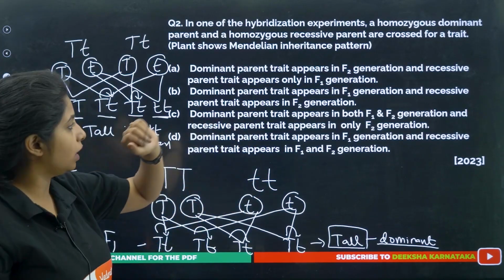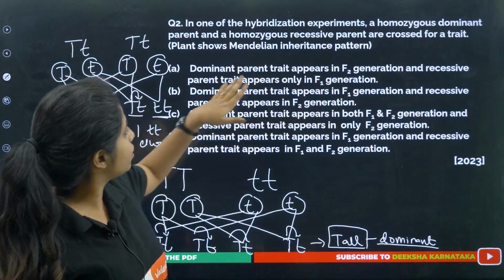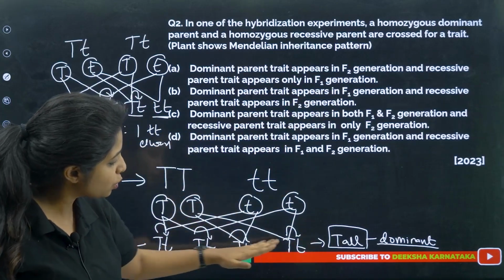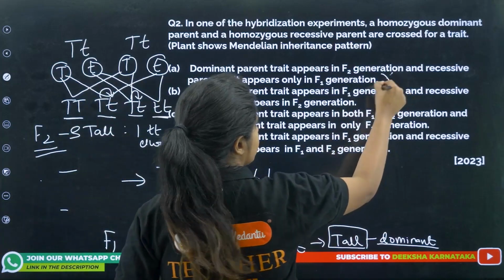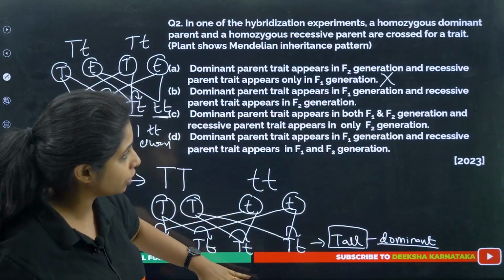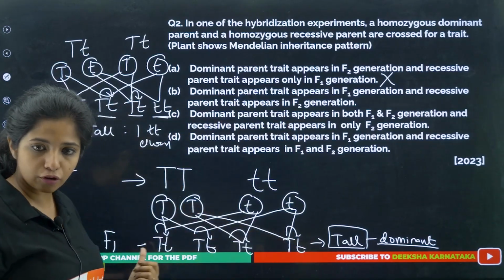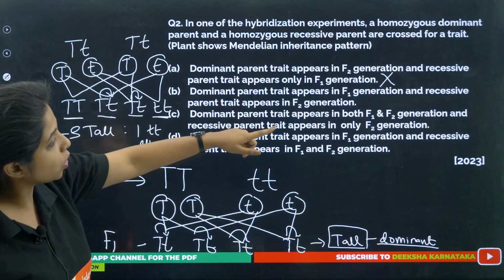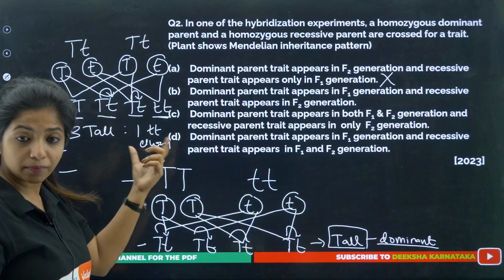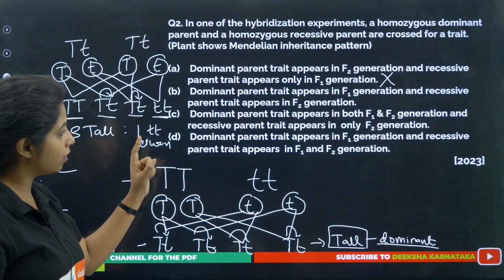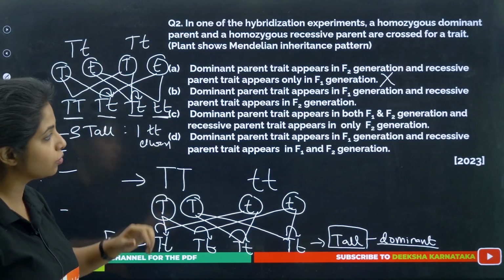Now let's try to solve the question. Dominant parent trait appears in F2 generation and recessive parent trait appears only in F1 generation. Do you see the recessive parent trait ever? No. Here you see tall, that is the dominant trait. So this is wrong. Next, dominant parent trait appears in F1 generation and recessive parent trait appears in F2 generation. So the dominant parent trait is appearing in F1 generation for sure. In F2 generation, you are also seeing the recessive parent trait. That is this, at least 1 out of 4. 1 out of 4 will be what? Dwarf, showing the recessive parent trait. So this is kind of correct.